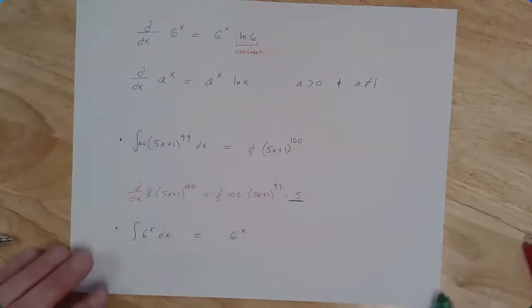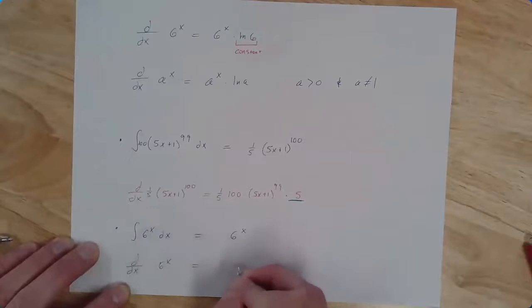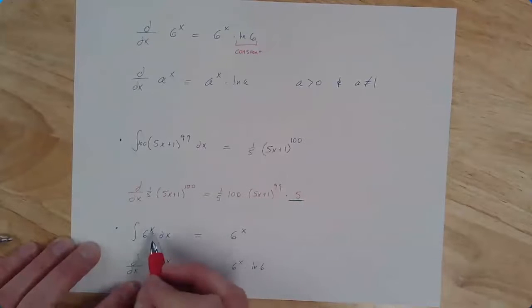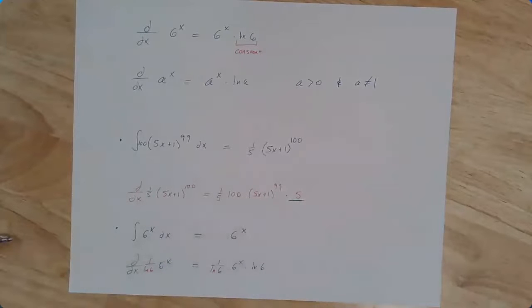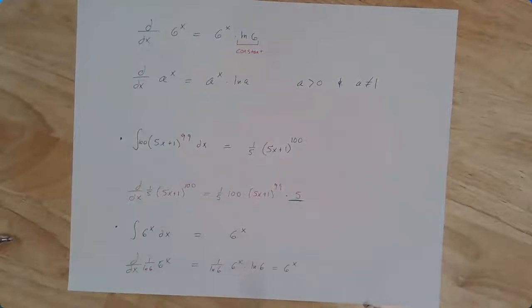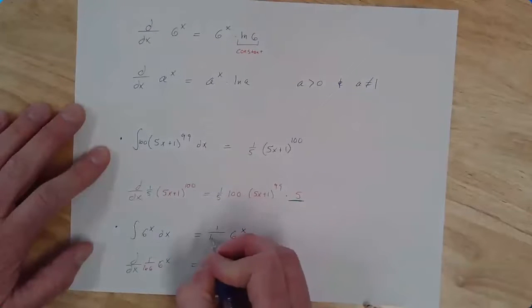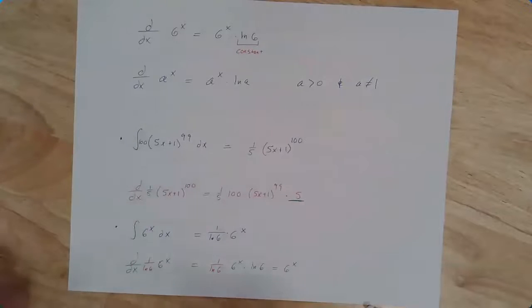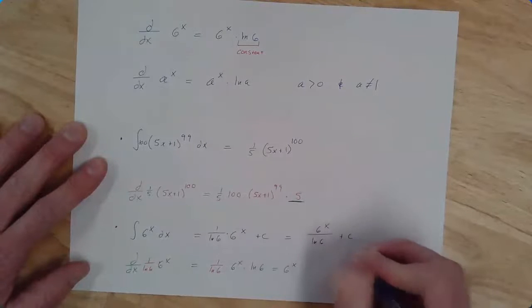So since I know that the derivative of 6 to the x is equal to 6 to the x times the natural log of 6, but I want the derivative of my thing to equal just 6 to the x, I'm going to throw in a 1 over natural log of 6. Because it's totally fine to divide by a constant. And then these cancel, and you end up getting just 6 to the x. So the antiderivative of 6 to the x is 1 over the natural log of 6 times 6 to the x plus c. Or as people like to write, 6 to the x over the natural log of 6 plus c.